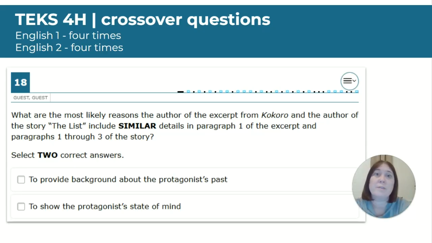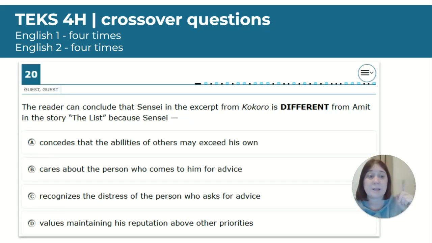On the English 2, one of the crossover questions was in grid form, meaning they had, I believe, maybe 4 inferences about the 2 texts, and then they had character A, character B, and a column for both. And students had to read the inference and decide if that inference could be made for, again, character A, character B, or both characters. So that was a little different from what we've seen in the past. And here is an example of a crossover question where it's asking students to find the difference.